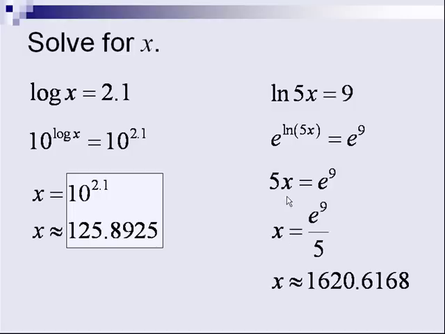The next step, we just divide both sides by 5. So dividing by 5, 5x over 5 is x. And on the other side, sorry, we get e to the 9th divided by 5. Again, you could plug that into your calculator. It's about 1620.6. So we won't do it for that one. But there's my final answer. Either the exact value, e to the 9th over 5, or the approximation, 1620.6168. So that's it for those.